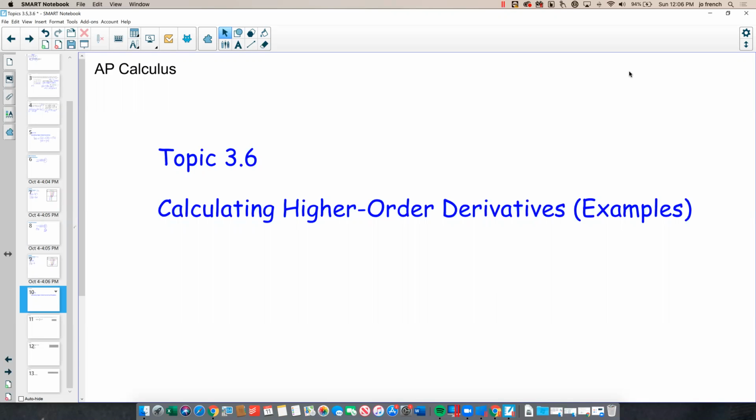This is topic 3.6, calculating higher order derivatives. We're going to go over some examples for the AP Calculus AP Classroom curriculum. And I'm coming to you from my classroom in Mount Pleasant, Utah. Let's look at our first example.